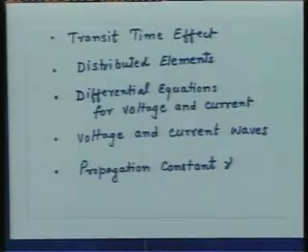In the last lecture we studied the effect of transit time on the circuit analysis. We also introduced the concept of distributed elements. Then we derived the relationship between voltage and current, which was the differential equations, and then we found the solutions of the differential equations for voltage and current, and we found that these solutions essentially represent a wave phenomenon on a transmission line. So, voltages and currents exist in the form of travelling waves on a transmission line.